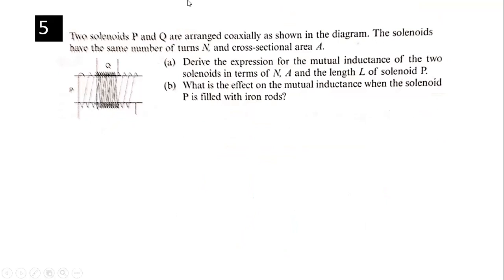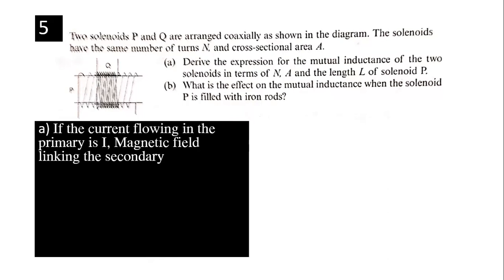Two solenoids P and Q are arranged coaxially as shown in the diagram. Good to draw for you the diagram. The solenoids have the same number of turns, N, and cross-sectional area A. Derive the expression for the mutual inductance of the two in terms of N, A, and length L of the solenoid P.